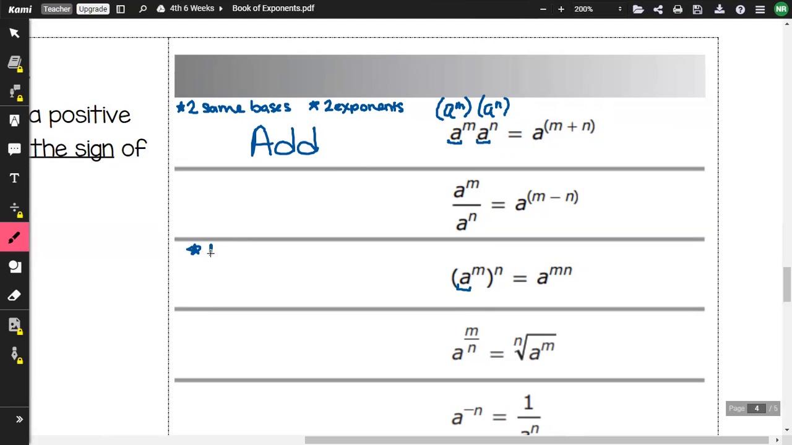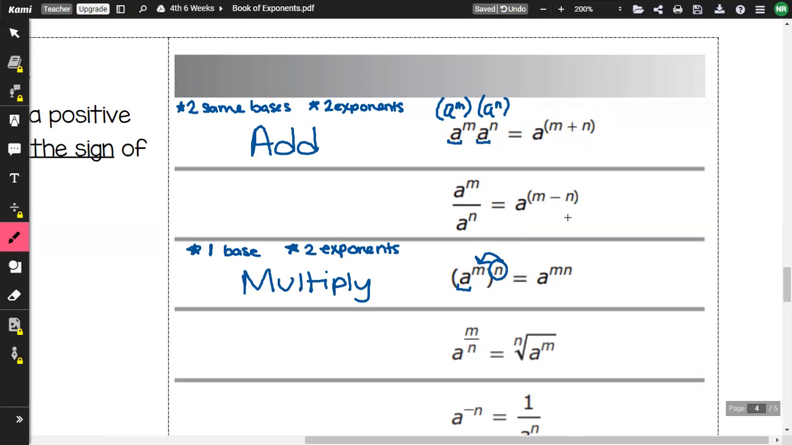We only have 1 base with 2 exponents attached to it. And when you have 1 base and 2 exponents, what do you do to the exponent? You multiply it. In this one, yes, you do multiply. So make sure you're being careful and paying attention to the difference of the 2 rules.